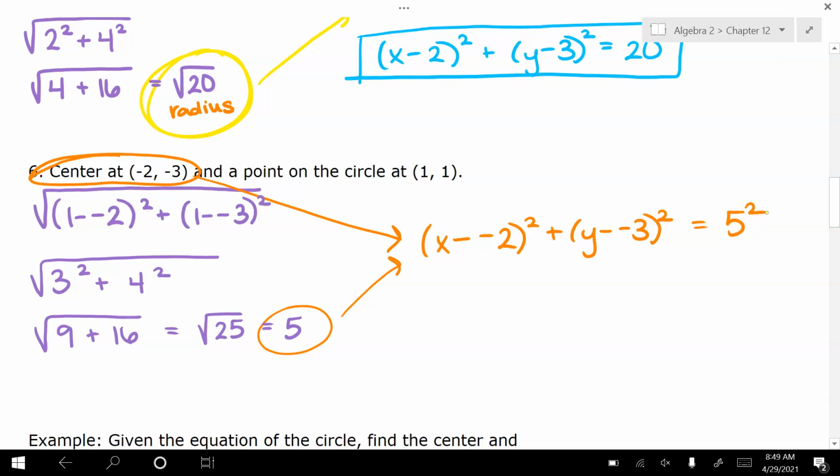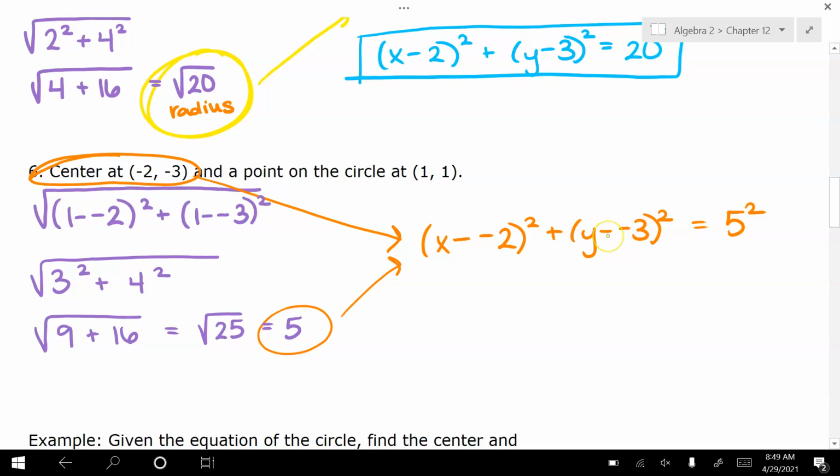Okay, so when I found the radius, it came out to be the square root of 25, which is 5. Now you have options there. You can either leave it as the square root of 25, or you can write it as 5. Eventually we're going to get back to just 25, because I'm going to put in 5 squared, or if I squared the square root of 25, both ways you're going to get that 25 to come out.